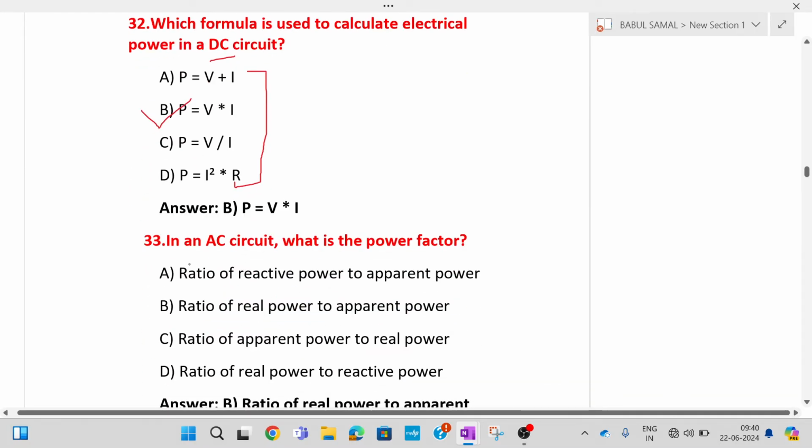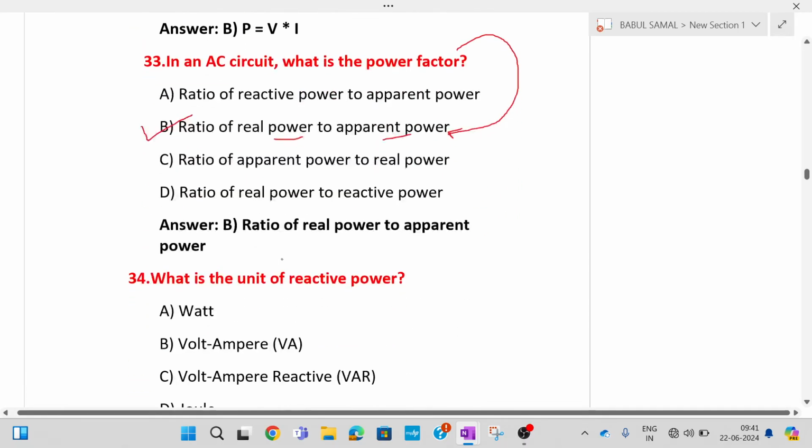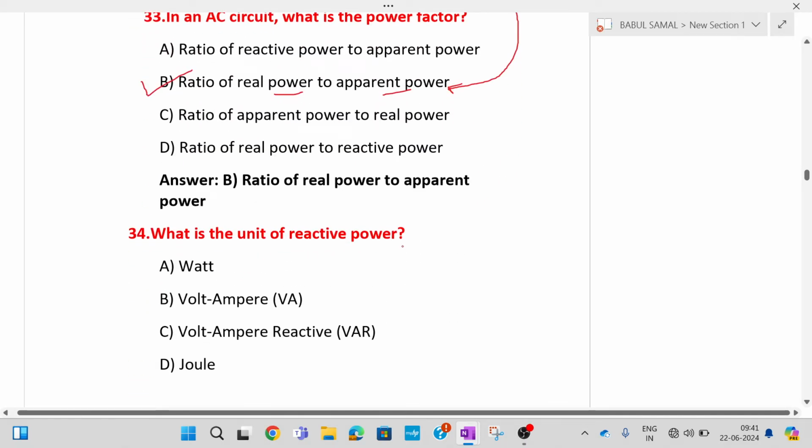Next question. In an AC circuit, what is the power factor? The options describe power factor as the ratio of real power to apparent power. We have already discussed these questions. So option B, which is real power to apparent power. So power factor will be the ratio of real power to the apparent power. Option B.